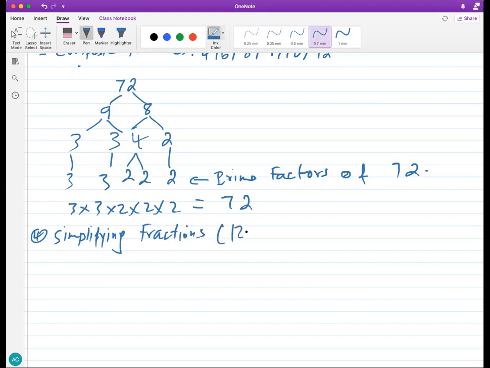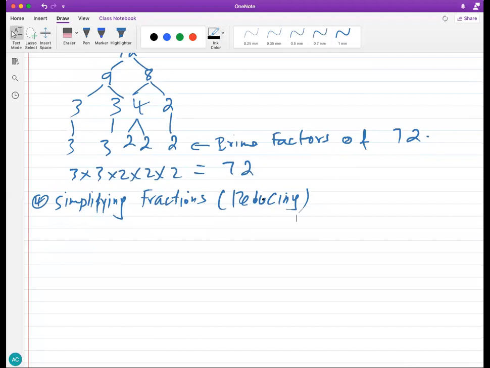Or also called reducing. So let's say you have this fraction here. So 15 out of 35, that's a proper fraction. We have the numerator here, the denominator. So we're going to see if we can make this a simpler fraction with smaller numbers. We're going to keep the ratio the same. It's the same division, but with smaller numbers.